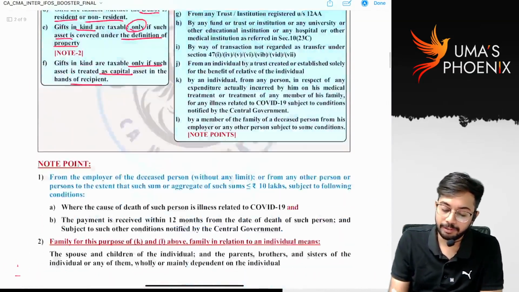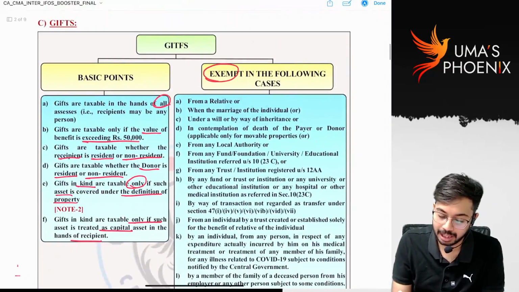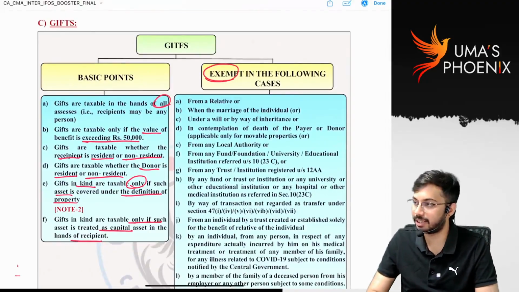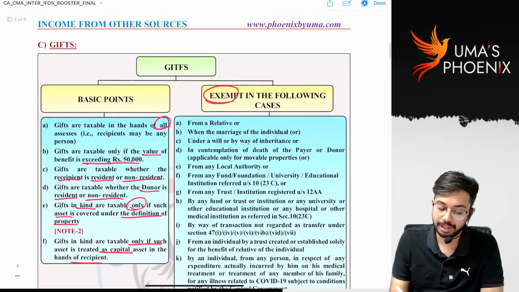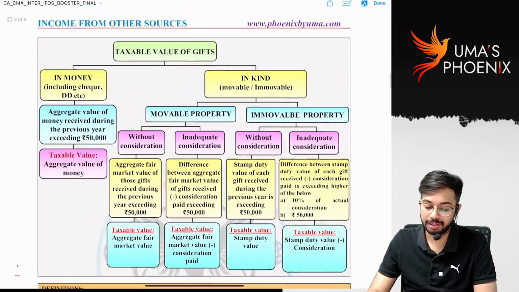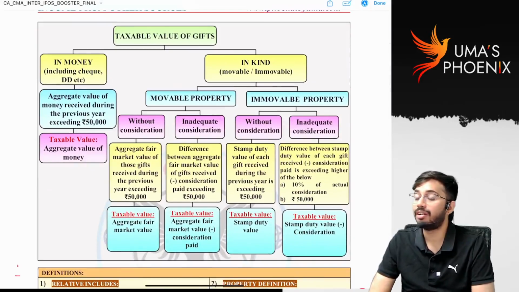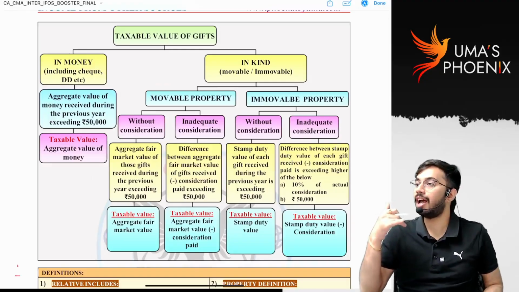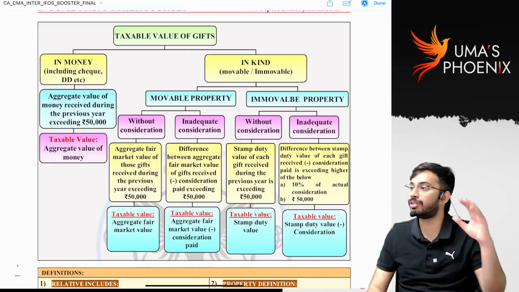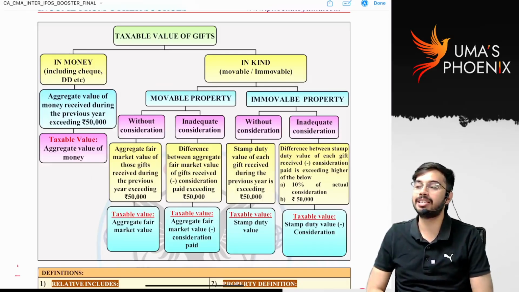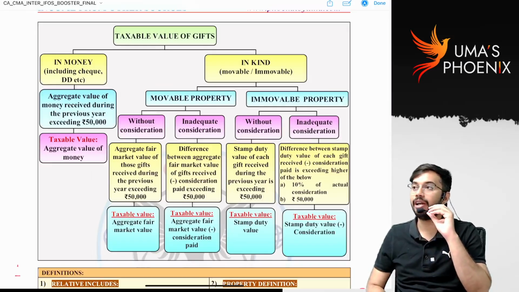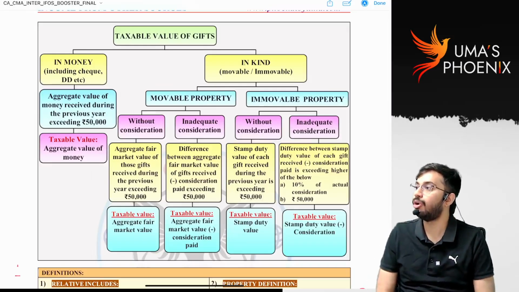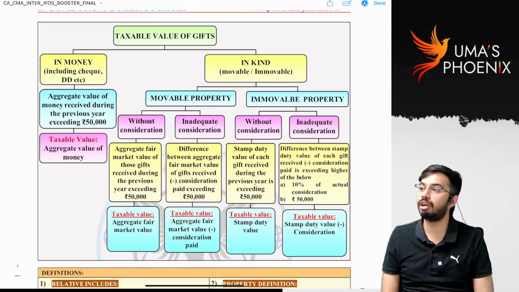Next, gift is exempt in following cases. In certain cases, gift is not taxable, gift is exempt. If gift is received from relative. Very important. In your families also, the moment your relatives come to know that you are studying chartered accountancy, they will immediately call you and ask, "I am giving a gift to so and so person who is my relative. Will it be taxed under income tax or will it be exempt?" So, in order to answer that question, you should be very clear with regard to definition of relative.